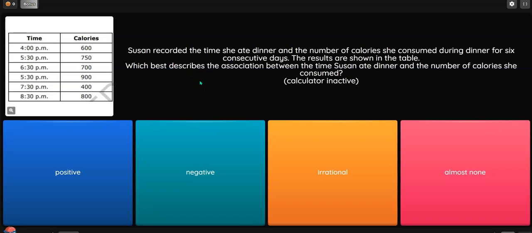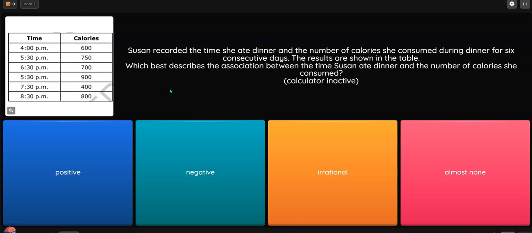Susan recorded the time she ate dinner and the number of calories she consumed during dinner for 6 consecutive days. The results are shown in the table. Which best describes the association between the time Susan ate dinner and the number of calories she consumed? So if you look at the table, you have different times and numbers of calories, such as 4 p.m., 600 calories, 5:30 p.m., 750 calories, and so on down the columns.